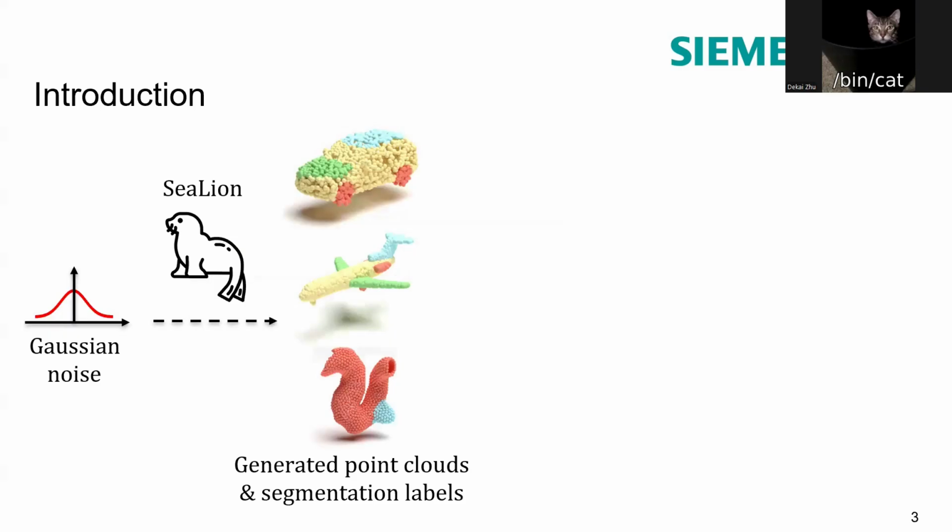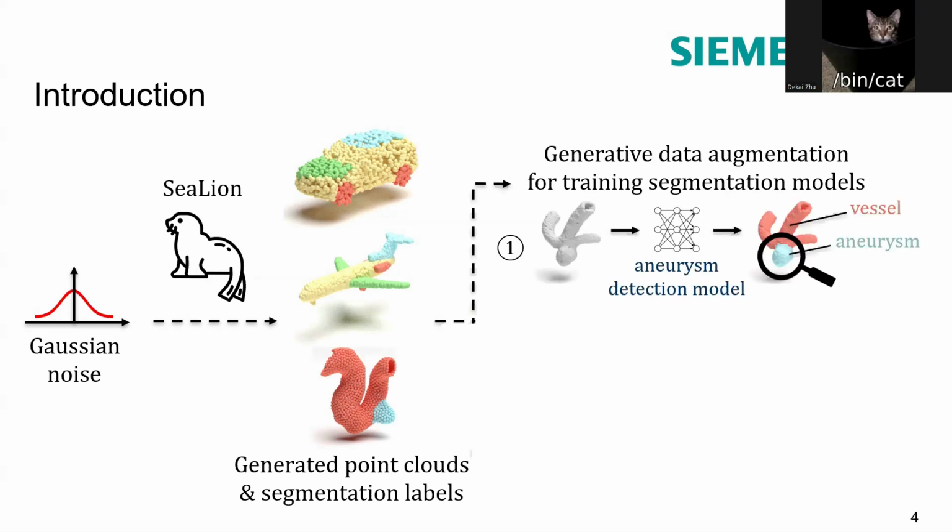In this work, we propose the SeaLion model, which can generate 3D point clouds from Gaussian noise. What is special is that the generated point clouds come with semantic segmentation labels. These generated labeled point clouds can be used for synthetic data augmentation, meaning that they can help to enlarge the training set and improve the performance of the segmentation models.